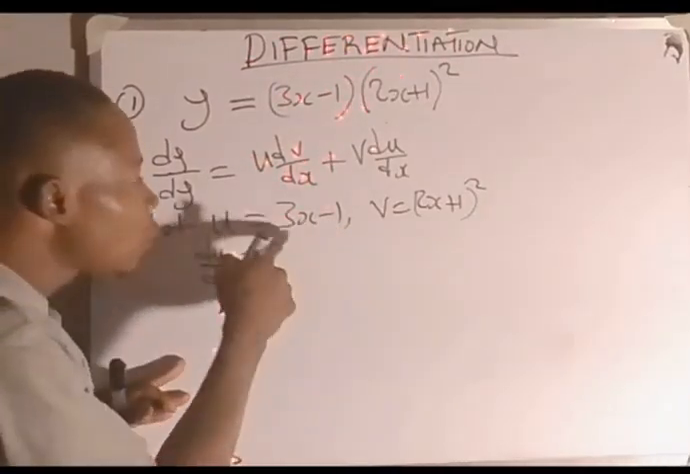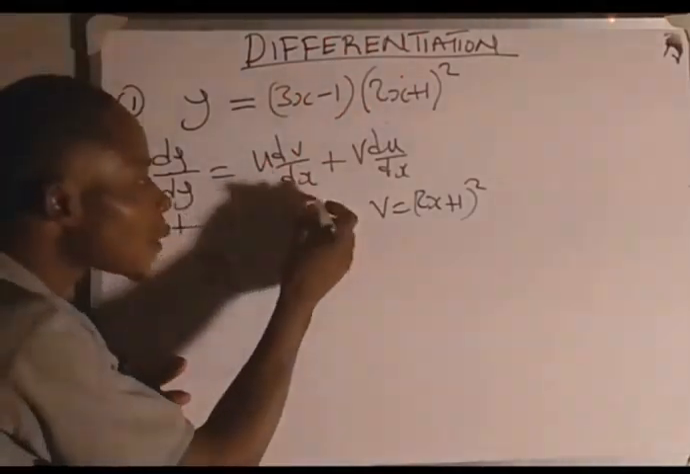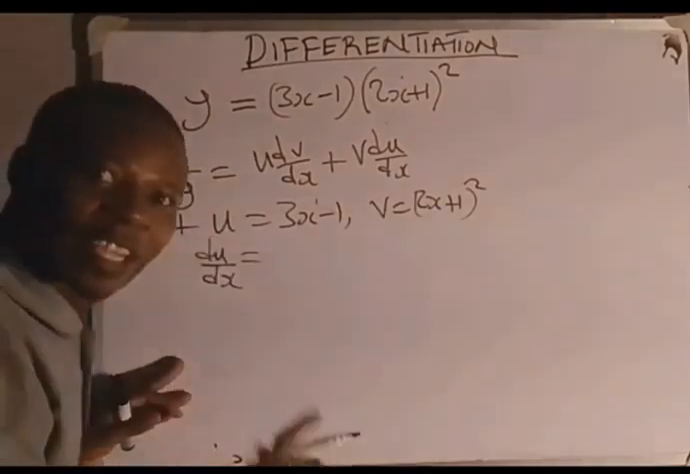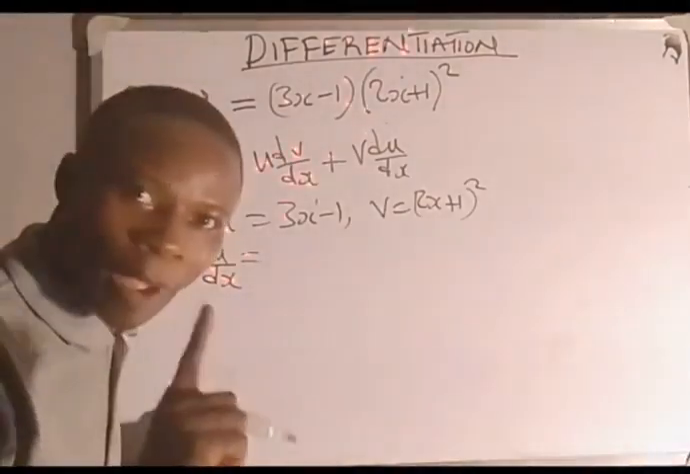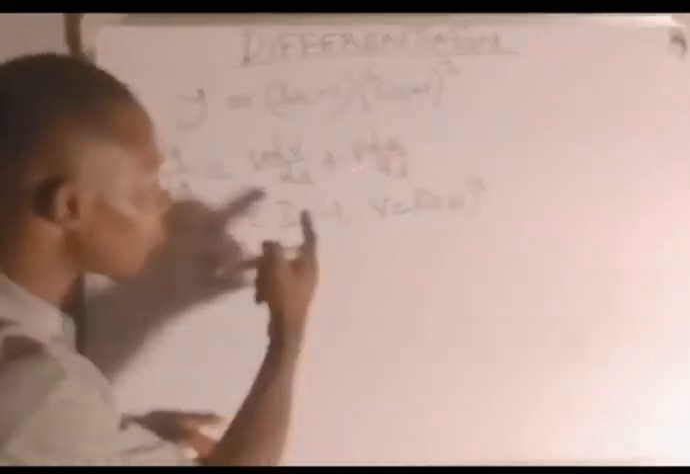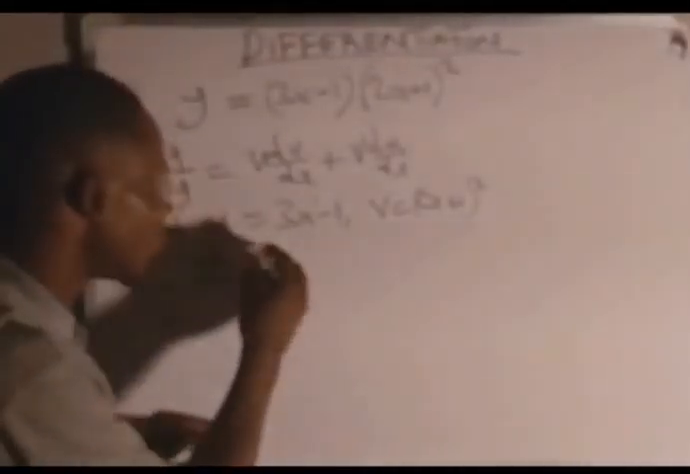But when you differentiate this, since the power here is 1, when you differentiate x, if it is x without any power, it is 1. So when you differentiate this x, it will be 1. 1 times 3, it will be 3.